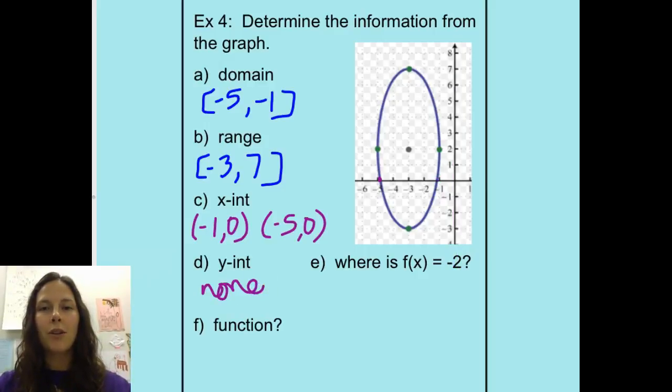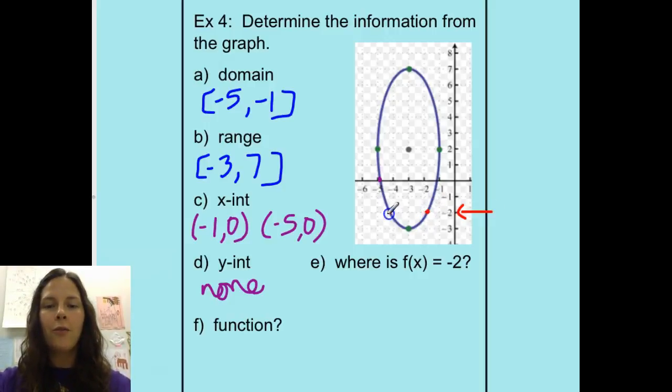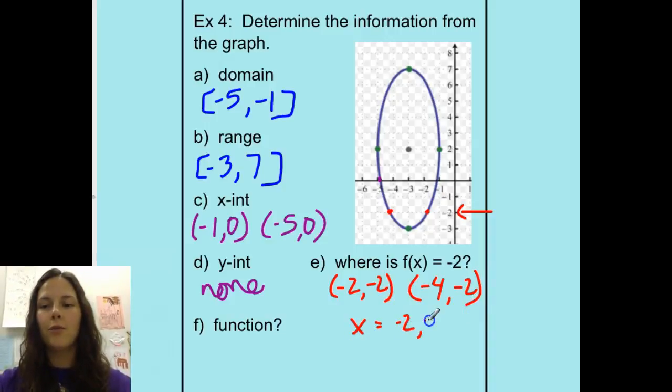Part E is a very similar question to the last one. It's where is the function -2? So we are not looking at an x value of -2. We're looking at an output or a y value or a range of -2. Sliding over, the graph would be -2 in 2 locations just before we get to -2 and just past -4. So the x values would be -2 and -4. That would make the function or the output -2.